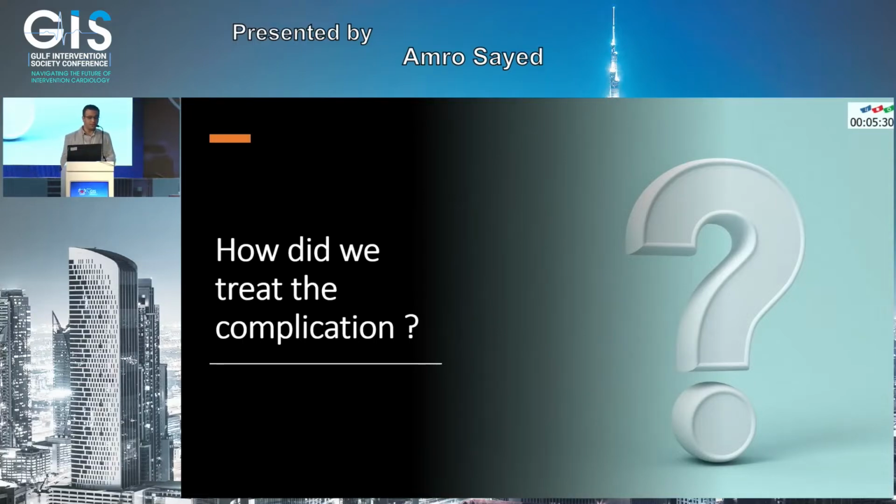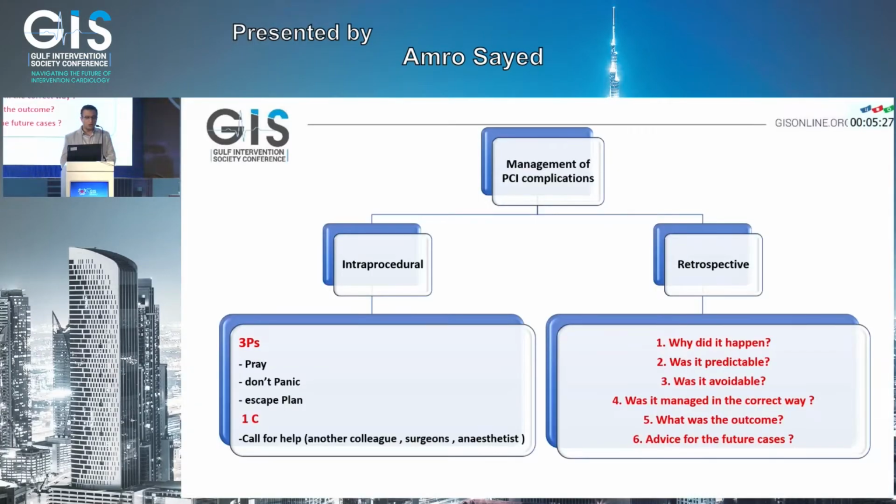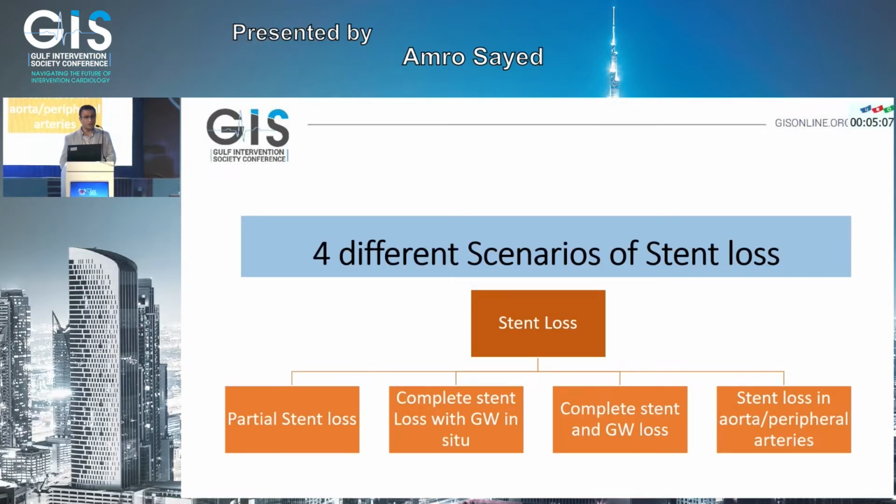So how did we treat the complication? This is our algorithm for management of PCI complications. During the procedure, we have 3 Bs: pray, don't panic, escape plan, and 1 C: call for help. After the procedure, there is retrospective analysis. There are 4 different scenarios of stent loss: either partial stent loss, or complete stent loss with the guide wire in situ, or complete stent loss and guide wire loss, or stent loss in the aorta or peripheral arteries. So this is our scenario: complete stent loss and guide wire loss.